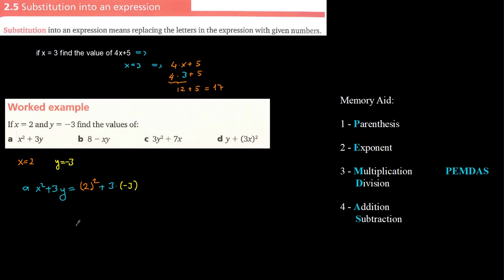Okay, so the answer here, I'm going to calculate all of them one by one. First, I need to solve the parenthesis or exponent problem. So the first one that comes to us is the exponent. 2 squared is equal to 4. Then here we have a negative number: 3 times minus 3. Plus times minus is going to be negative, so it is equal to minus 9. 4 minus 9 is going to be equal to minus 5, you know that one.